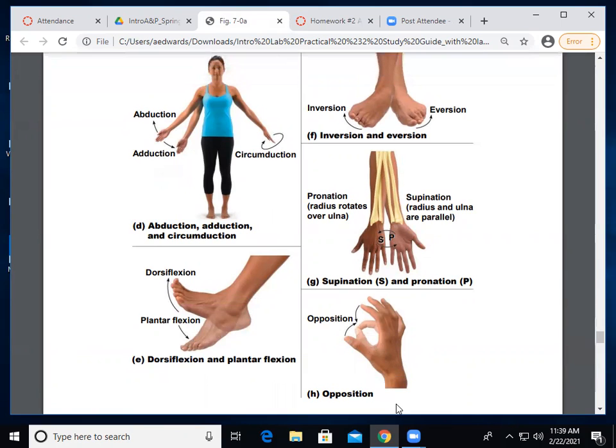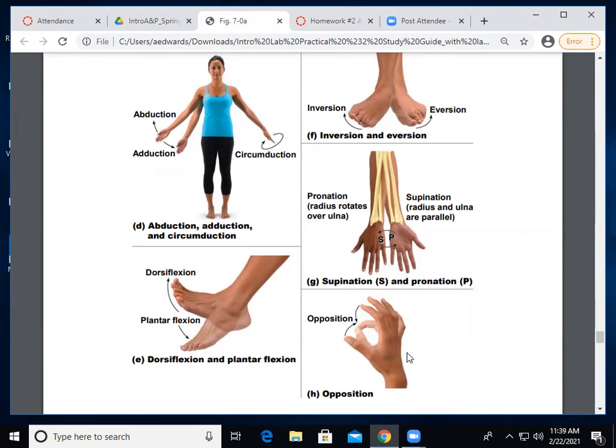if you plant down the ball of your foot where your toes are, you're standing on your tippy toes, right? We call that plantar flexion. Now, if you stick your toes up, dorsiflexion, all right? Tippy toes, plantar flexion, toes up, dorsiflexion.